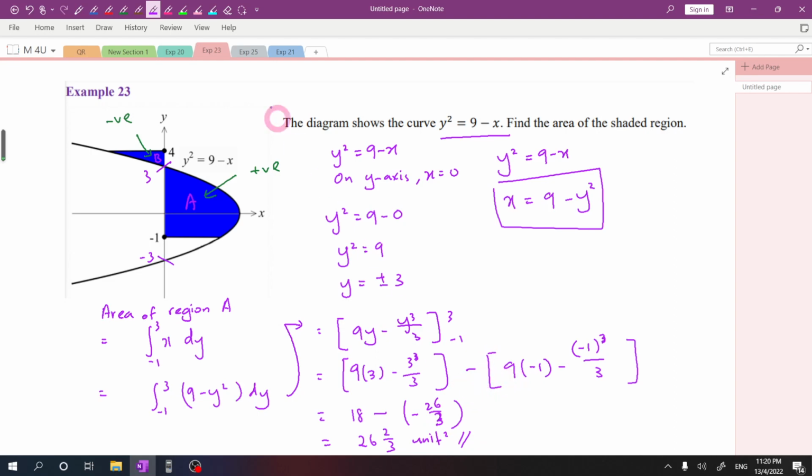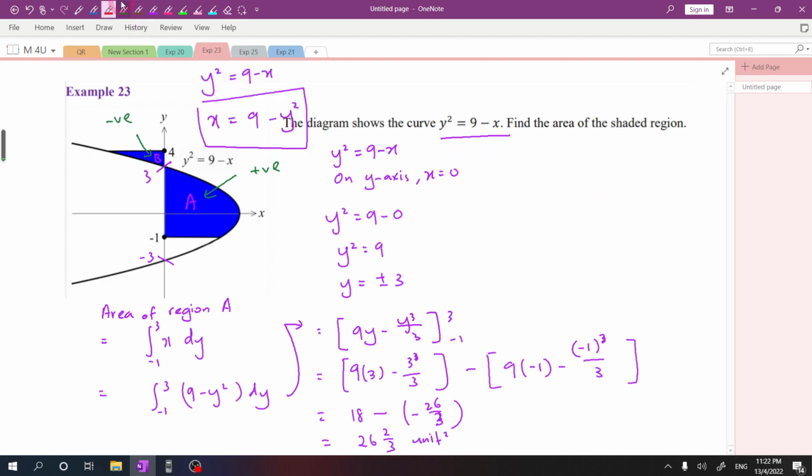Oh, this is not the final answer yet. This is only the area for region A. We still need to find the area for region B. Now, let's find the area of region B. Let me use another color. Okay, now I know that this must be negative, right? So at the beginning, I don't want to write area of region B. I just find the definite integral for this one, 3 to 4, and then y-axis, right? x dy.